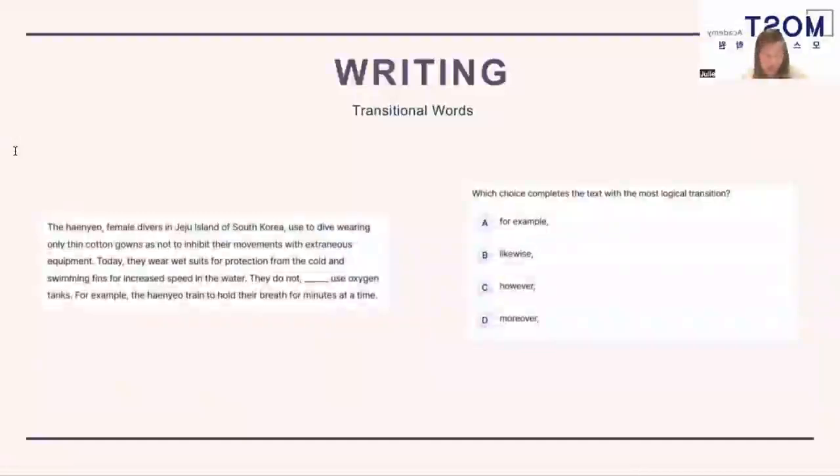Okay, now let's move on to a writing question. For this one, I'll take a look at a transition question. For these ones, typically the transition words are broken down into three different categories. There's going to be continuation, cause and effect, and contrast.